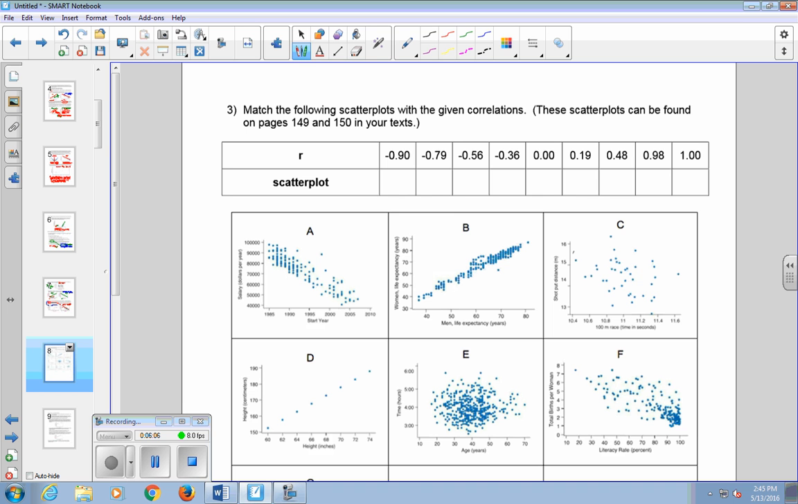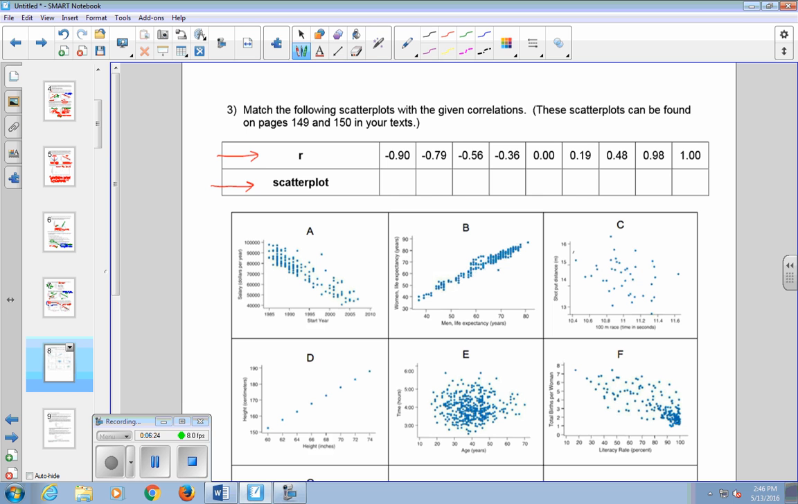All right, so number 3, you're going to match the following scatter plots with the given correlations, and the scatter plots can be found in your textbook on pages 149 and 150. In the top row of this table, I've given you several values of r, the correlation. In the second row, you're going to fill in the letters that match the scatter plots.